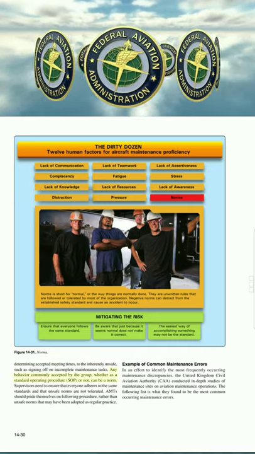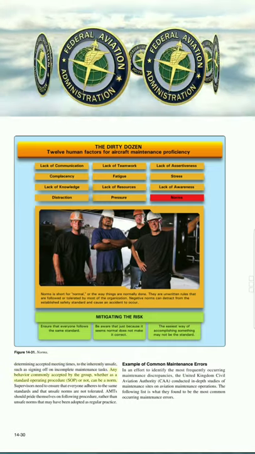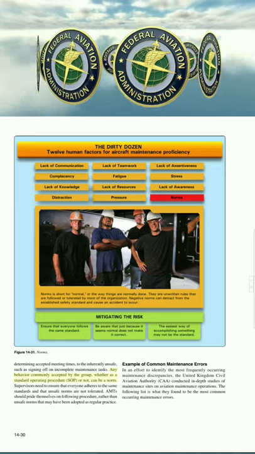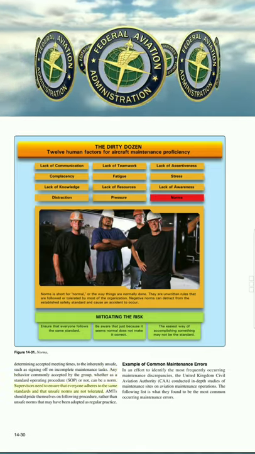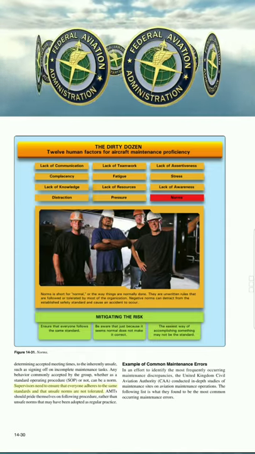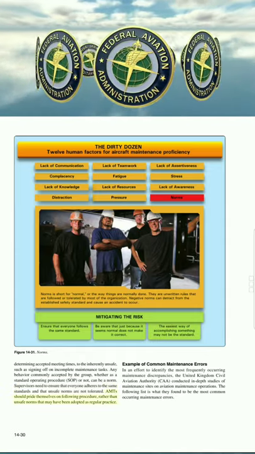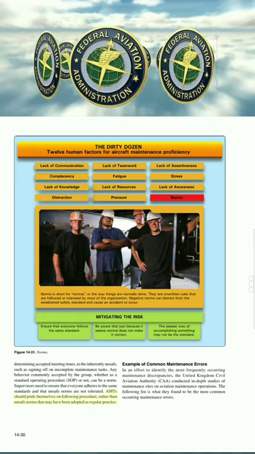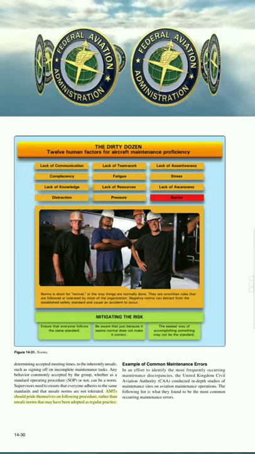Any behavior commonly accepted by the group, whether as a standard operating procedure (SOP) or not, can be a norm. Supervisors need to ensure that everyone adheres to the same standards and that unsafe norms are not tolerated. AMTs should pride themselves on following procedure rather than unsafe norms that may have been adopted as regular practice.